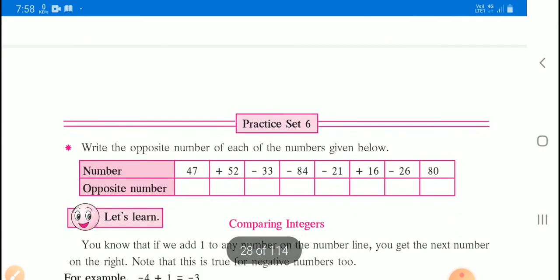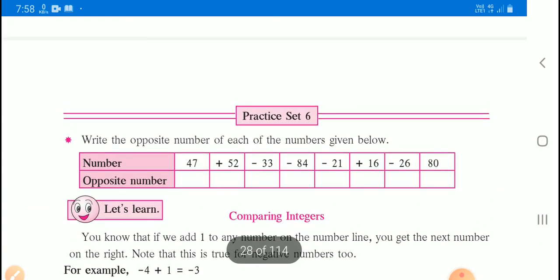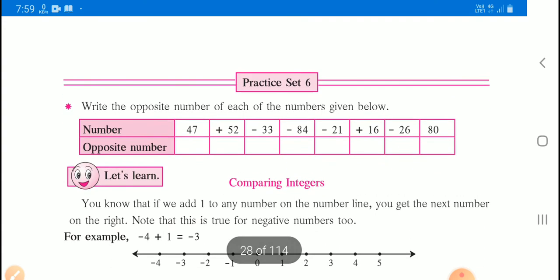Now look here, they have given practice set 6. Write the opposite number of each of the numbers given below. They have given the numbers and you have to write the opposite number of each number. Now look here, the first number is 47. 47 does not contain any sign, means the sign of 47 is positive. So the opposite number of positive 47 is negative 47. Positive 52 is negative 52. Negative 33 is positive 33.